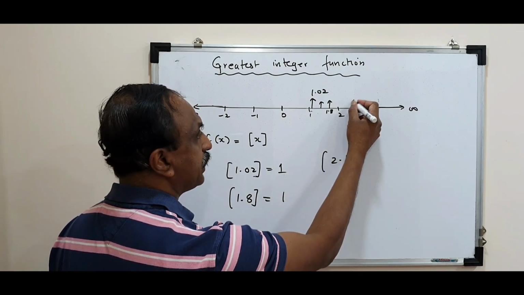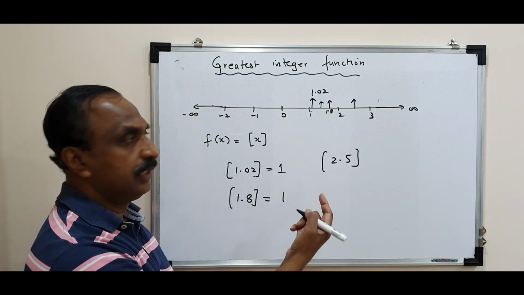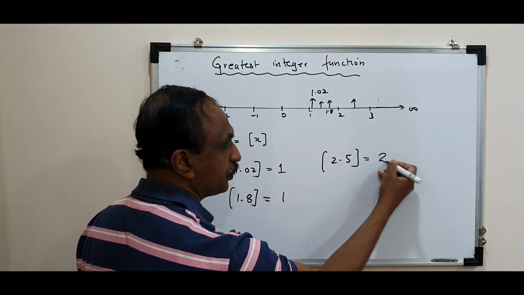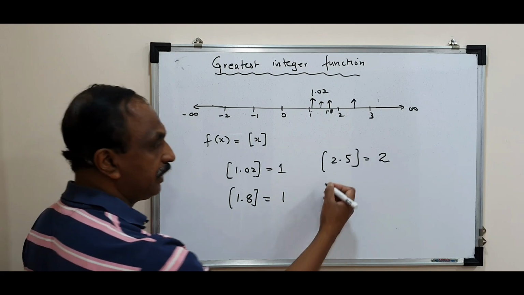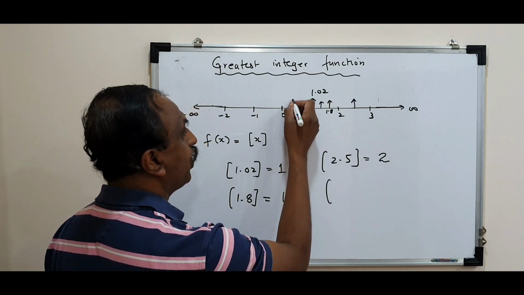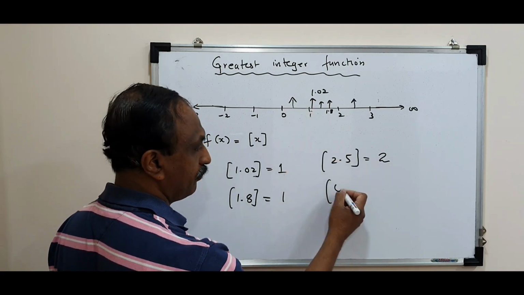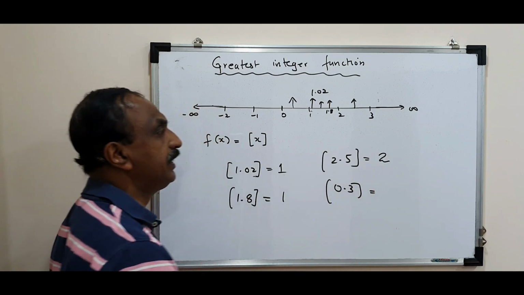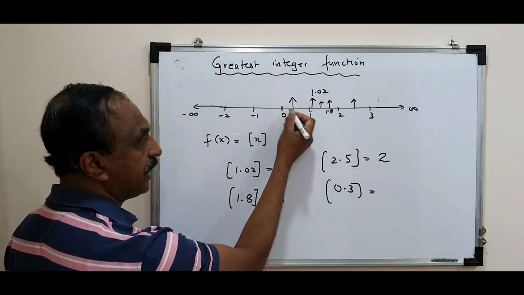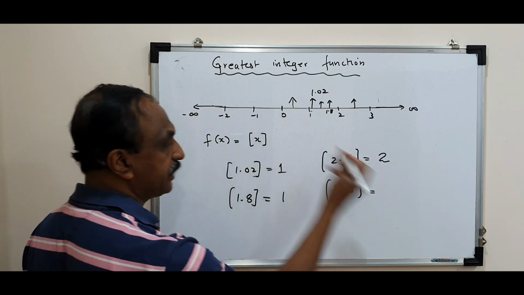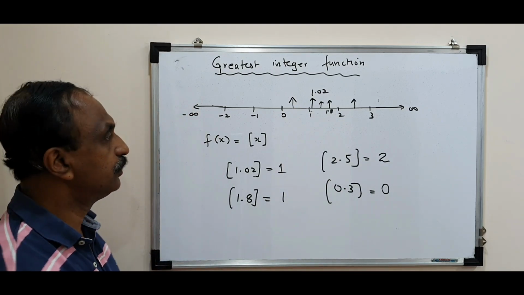What will be the greatest integer of 2.5? 2.5 comes here. Which is the integer less than 2.5? That is 2. Again, the greatest integer of, let's say, 0.3: the integer which is below 0.3 is 0. Therefore, our answer is 0.